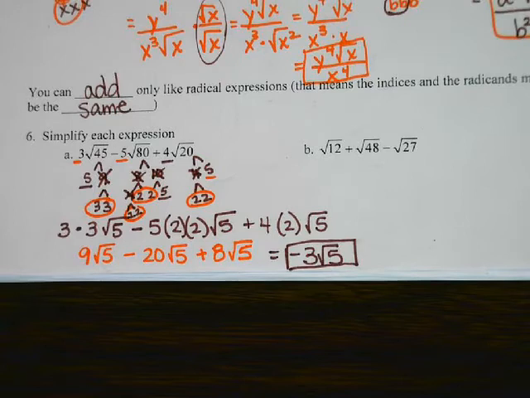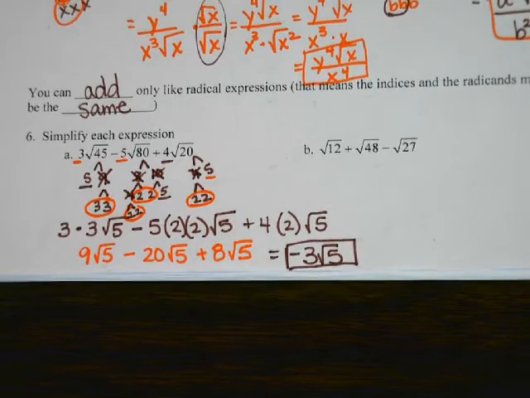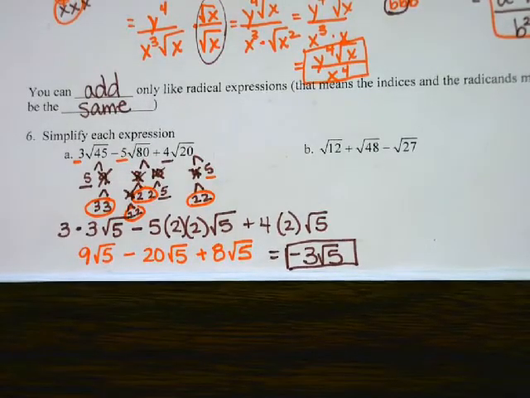Okay, try letter B. See if you can do it. Break them all down. Factor tree them. See if you can get the radicands to be the same. Now, they don't all have to be the same number, but break them down as small as you can.